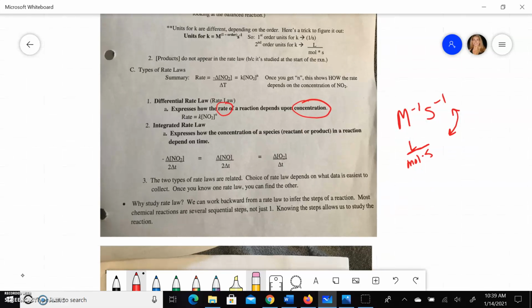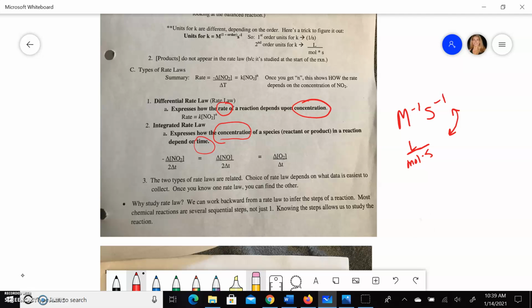The integrated rate law, we're going to focus in more detail on another time, but this is showing you how the concentration depends on the time. So it's kind of like, you know, how when you do speed, you have distance, time, and the speed. You have 3 variables, so you can talk about relationships between any of those. So again, the first one is the relationship between the rate and concentration. The second one is the relationship between the time and the concentration.